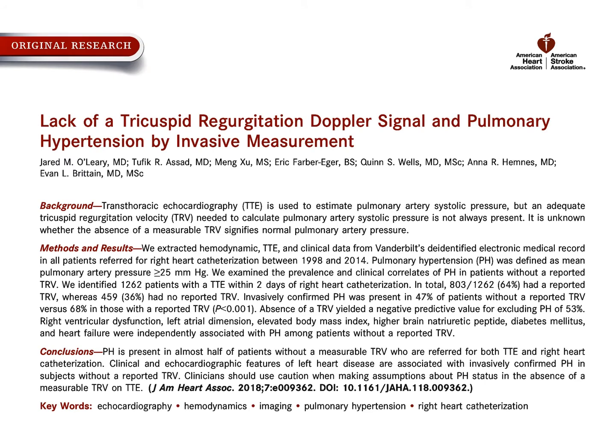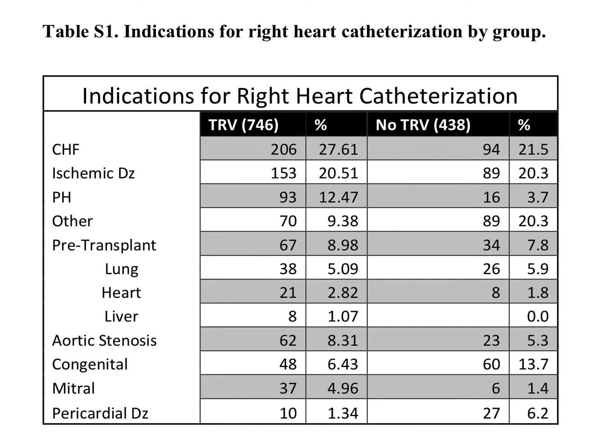In this paper by O'Leary, they looked at specifically whether the lack of a tricuspid regurgitation Doppler signal plays a role in detection of pulmonary hypertension by invasive measurement. In this population, there was a high pretest likelihood of having pulmonary hypertension. All of these patients were scheduled to undergo right heart catheterization within 2 days of the echocardiographic examination. Patients had a high preponderance of congestive heart failure, ischemic heart disease, known pulmonary hypertension, or underlying pre-transplant assessment for heart, lung, or liver disease.